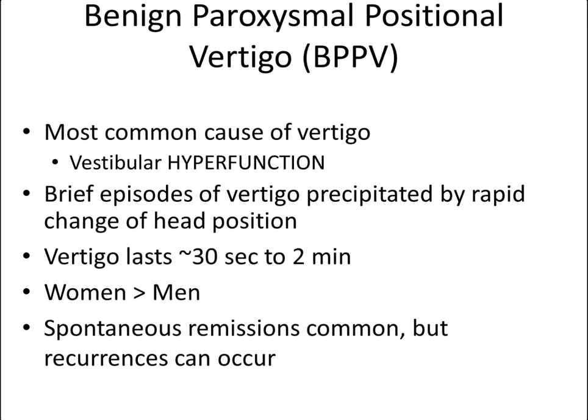The most common cause of vertigo is known as BPPV. This stands for benign paroxysmal positional vertigo, and I have heard that it's only considered benign if you're not the one that has it. The patient experiences brief episodes of vertigo that are precipitated by a rapid head movement. As I mentioned, in BPPV one of the diagnostic features is that the vertigo is brief, typically lasting anywhere from 30 seconds to 2 minutes. It's more common in females than males, and over time you can have spontaneous remission, but recurrences can occur.